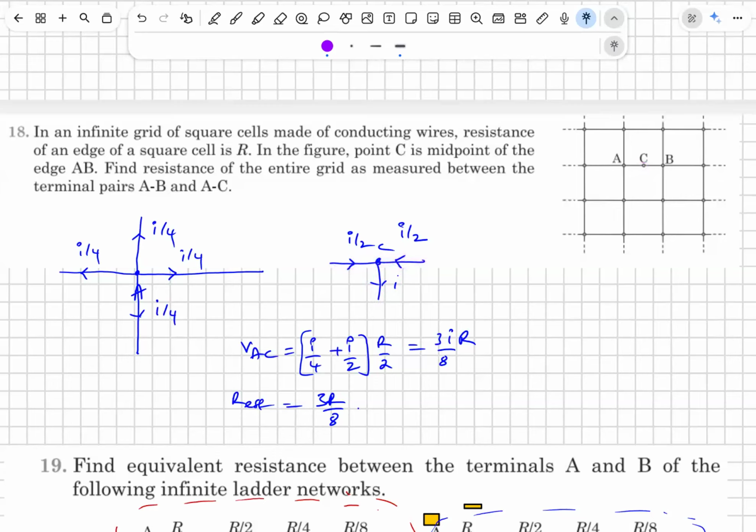Yes or no? Now superposition theorem says I by 4 plus I by 2 times, and that portion resistance is R by 2. So that is 3I by R, 3IR by 8. So the effective resistance is 3R by 4. Okay? Clear? Go through.